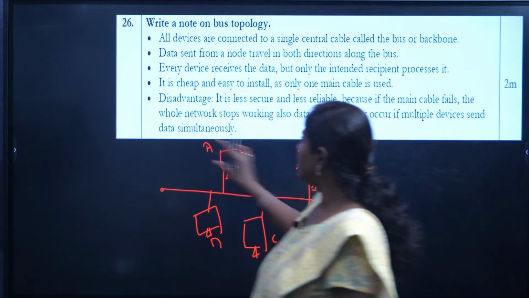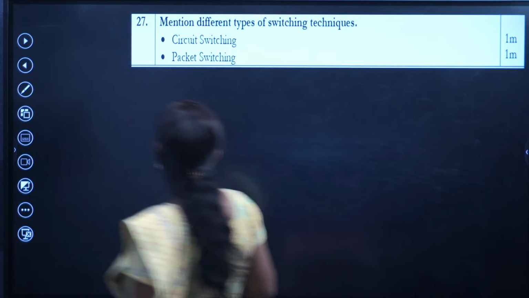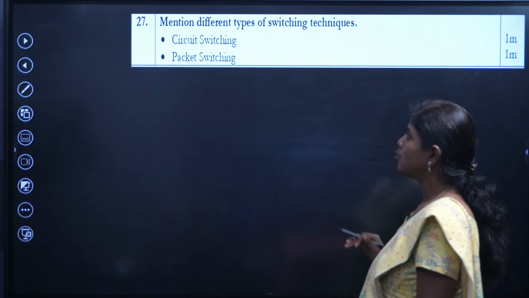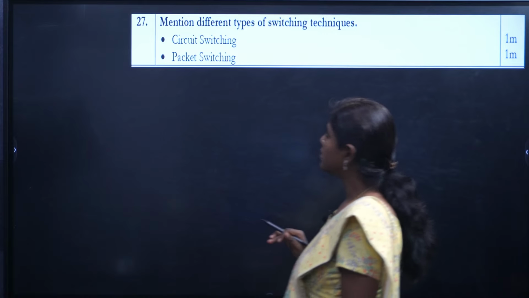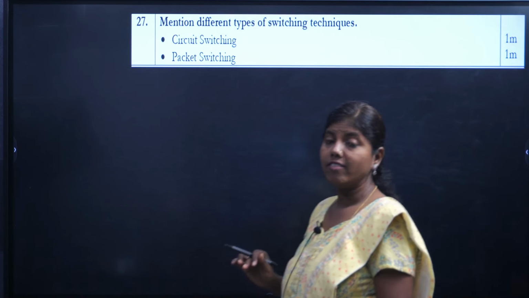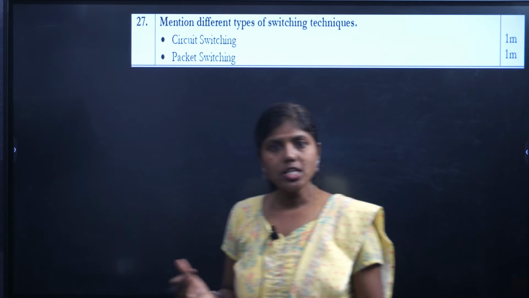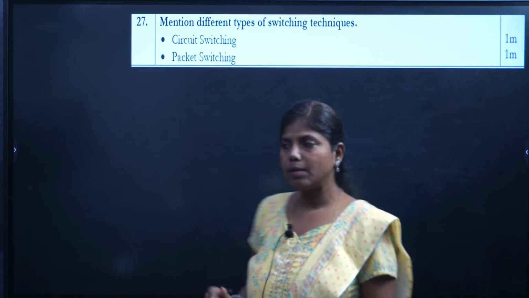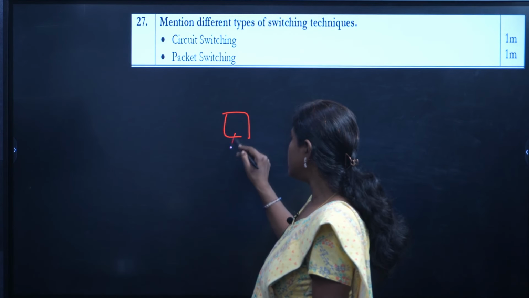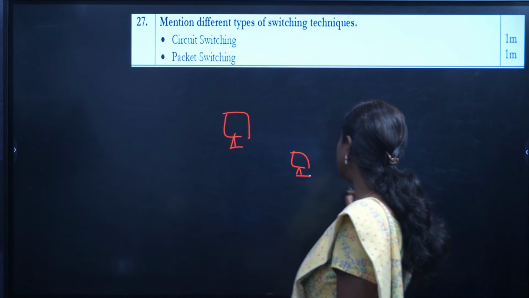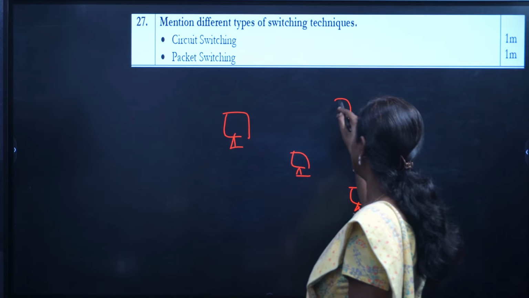What is there here? We'll go for the next. It mentions the different types of switching. What are the different types? We have packet switching and we have circuit switching. What is packet switching and circuit switching? I can take the very same example. There is a node here, a node here, and a node here, and another node here, and another node here.